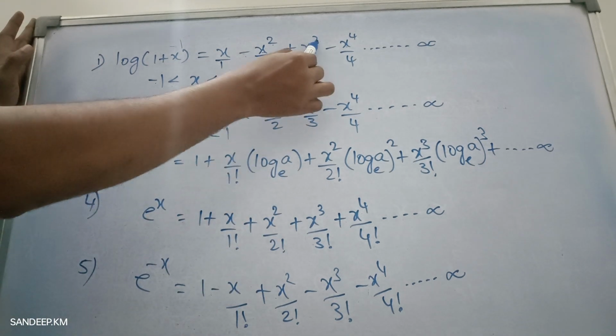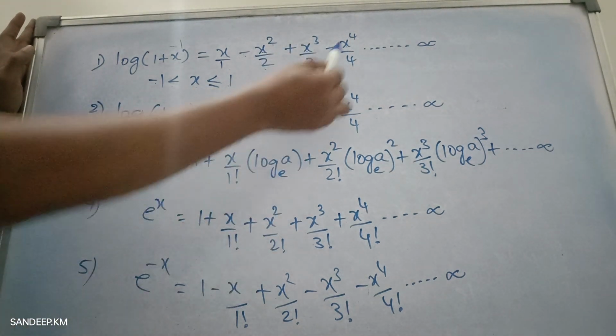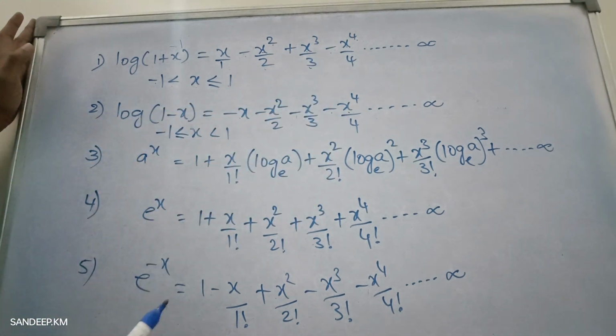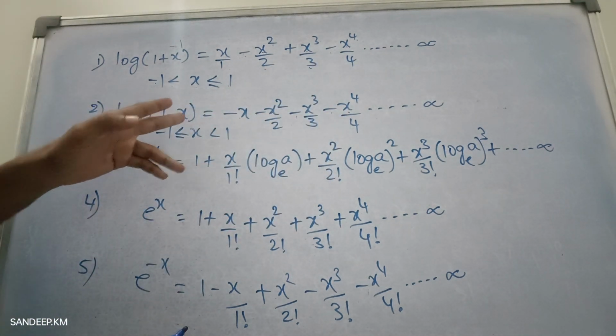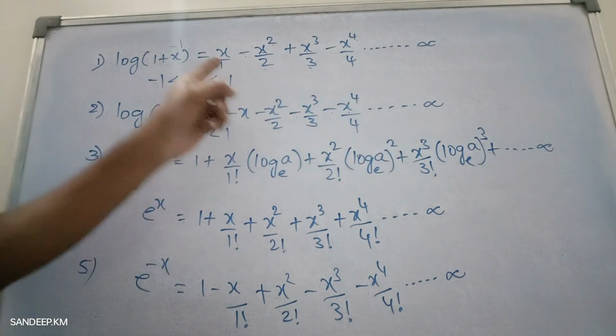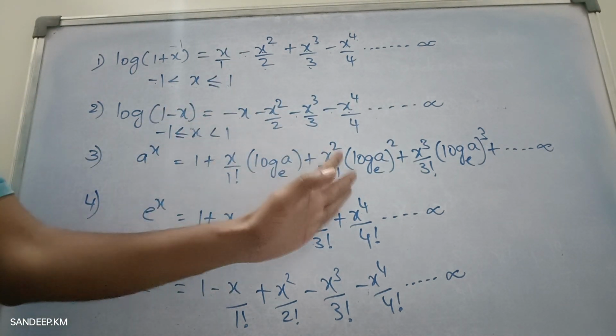And minus x whole cube means you'll get minus. Minus x whole power 4 is x power 4 only. The sign is not changed. Okay, now so log of 1 minus x expansion, all are negative terms until infinity. Each expansion contains infinite terms.